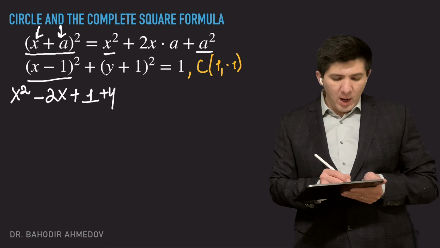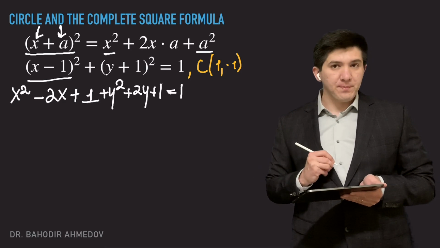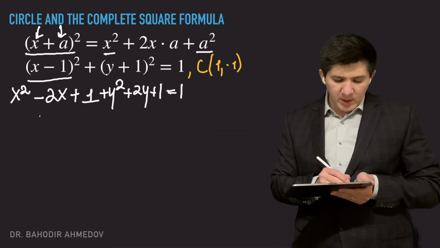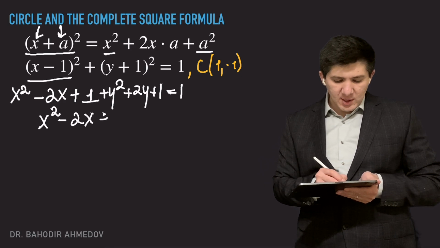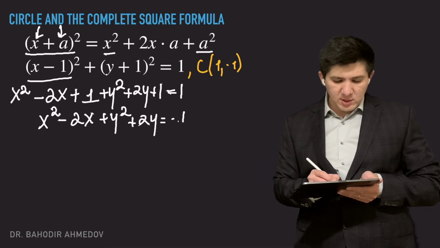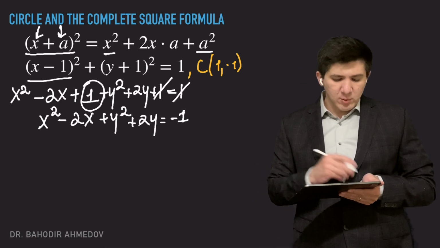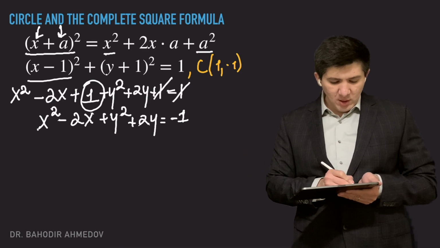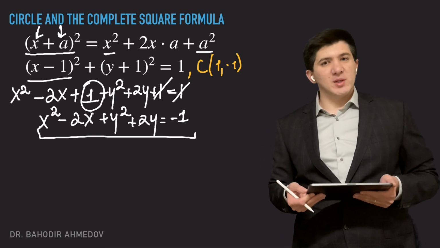It's going to be (y + 1) squared, which is y squared plus 2y plus 1, and this is equal to 1. So now if I simplify everything out, it would be x squared minus 2x plus y squared plus 2y is equal to minus 1, right? Because this one and this one cancel, and this one goes to the right, it's simply minus 1. So this equation is also an equation of a circle, but I don't see this from this form, right?